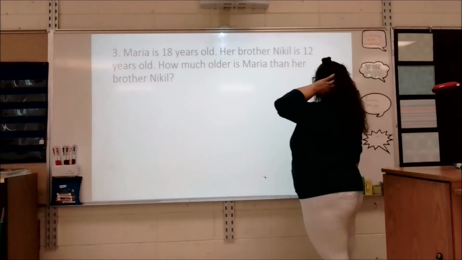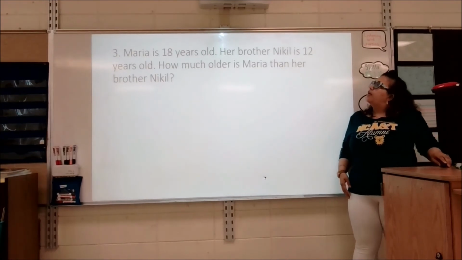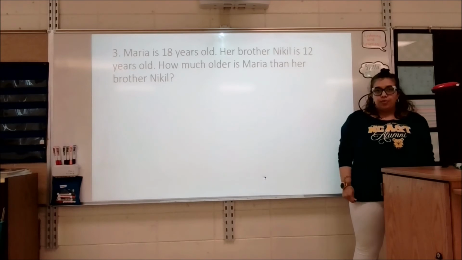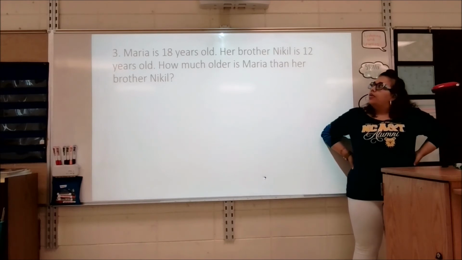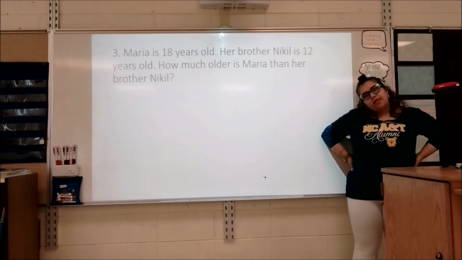All right, so Maria is 18 years old. Her brother Nikhil is 12 years old. How much older is Maria than her brother Nikhil? So, reading this problem, do you think we should use a single tape diagram or a double tape diagram?